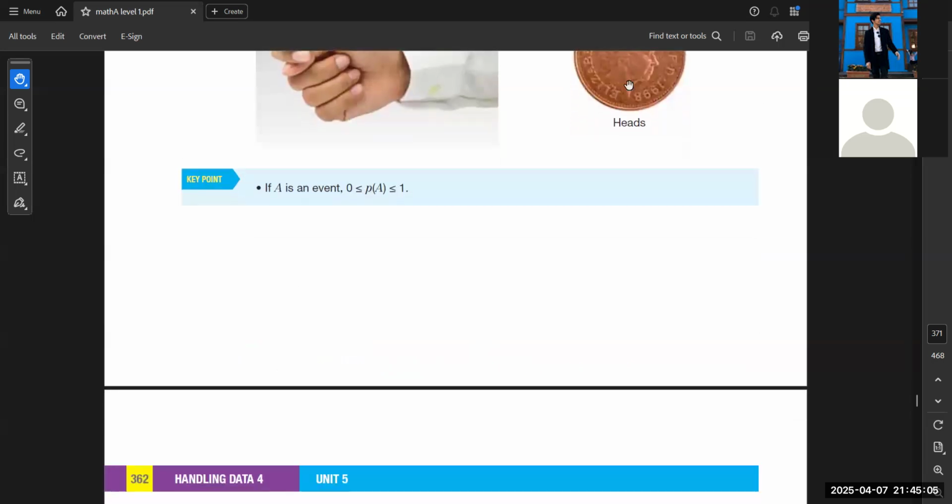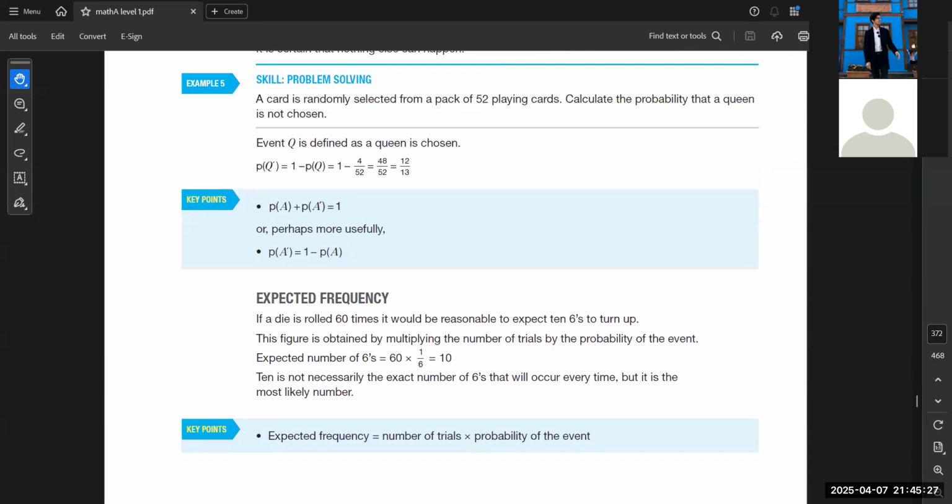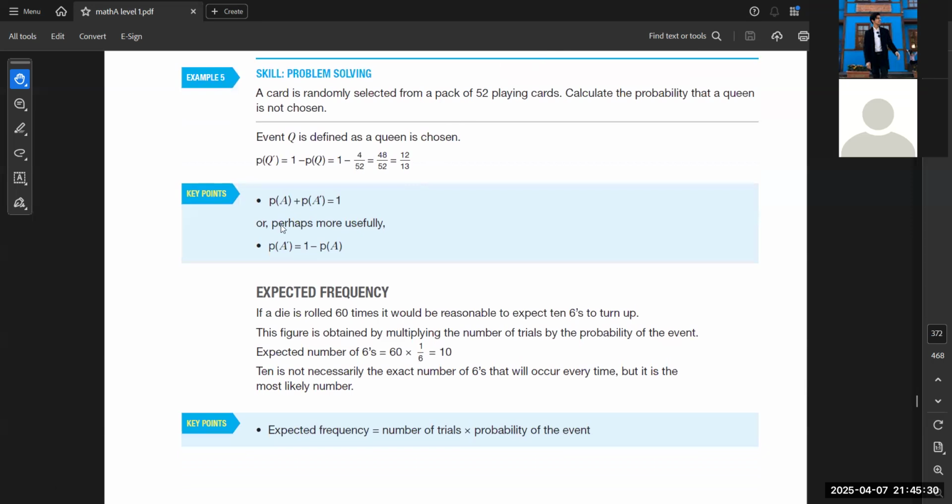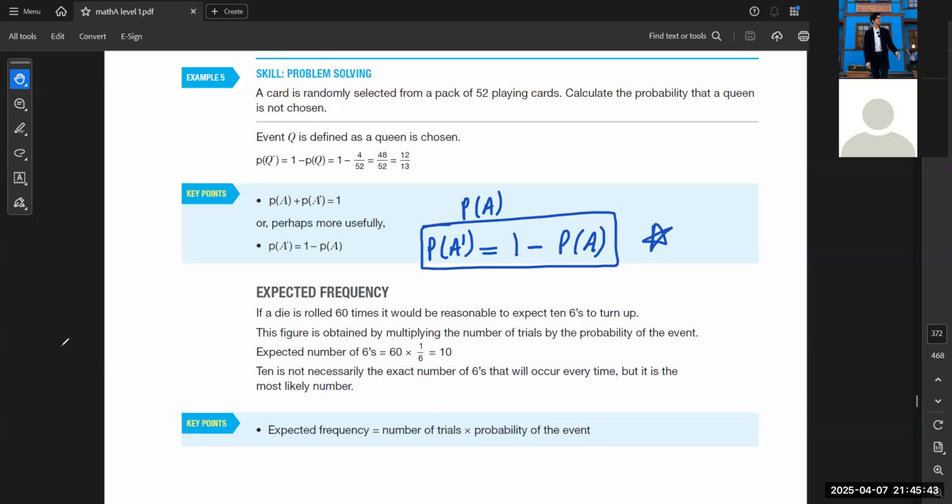Now, remember, this is a very important rule. For any event in the world, the probability of something happening will always be a maximum of 1 and a minimum of 0, never beyond this range. 1 means that it's 100% going to happen. 0 means that it's never going to happen, but it'll never be beyond these values. I've already explained this idea to you, but remember that if you know the probability of something happening, you can find the probability of something not happening by just doing 1 minus the probability of something happening. So this is an extremely, extremely useful result.